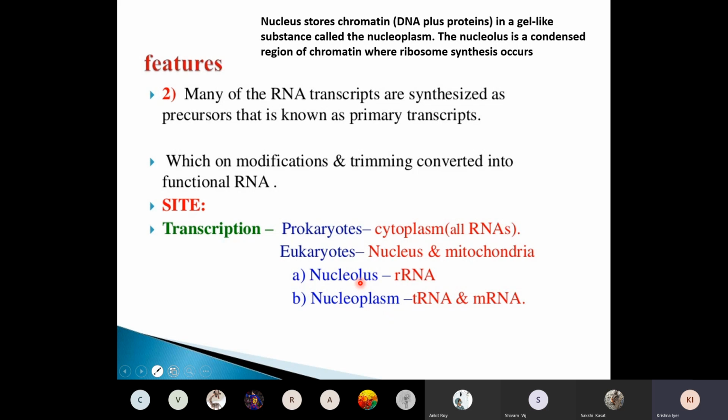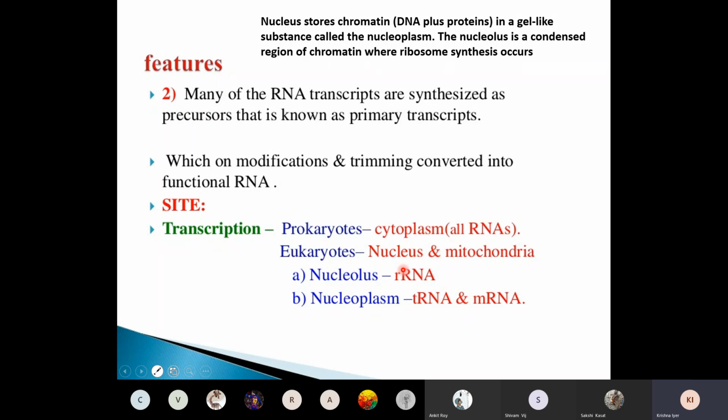Okay, so what is nucleolus and nucleoplasm? I've defined it here. The nucleus stores chromatin, DNA plus protein, in a gel-like substance called the nucleoplasm. In that gel-like nucleoplasm, you have transcription to give you tRNA and mRNA. The nucleolus itself is a condensed region of chromatin where ribosome synthesis occurs, as it correctly said. Well, that's why we say rRNA synthesis occurs in the nucleolus.